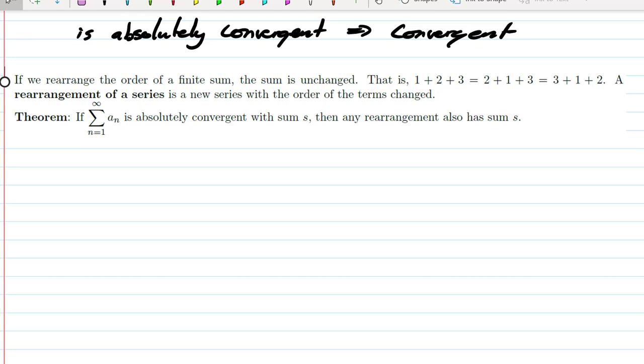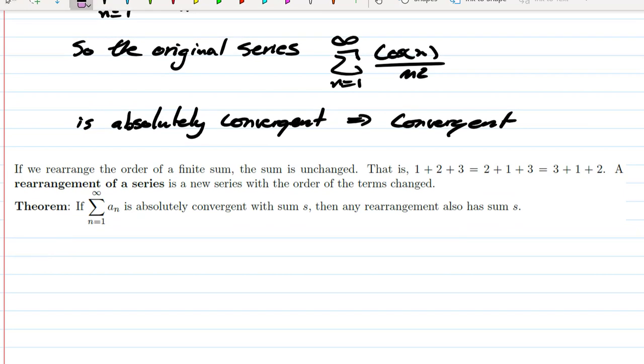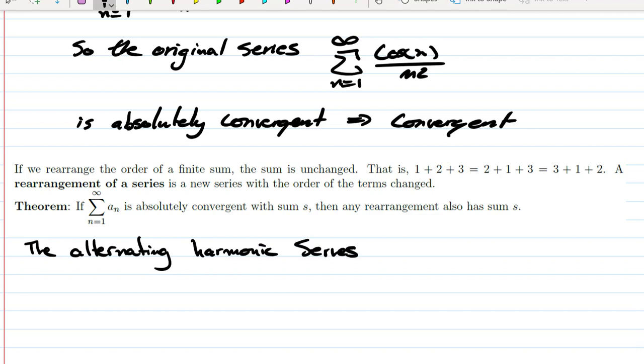All right, so let's take a look at an example of this. The alternating harmonic series is conditionally convergent.